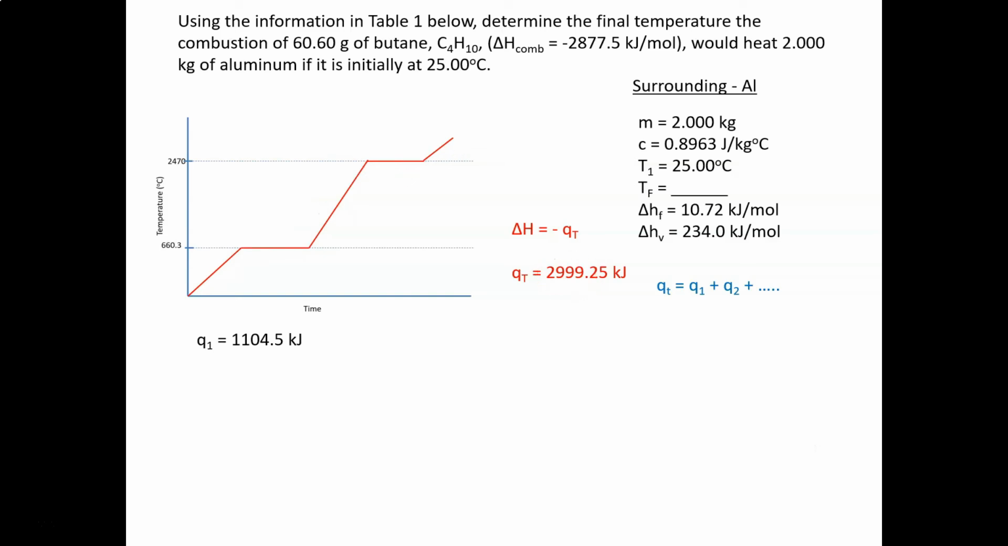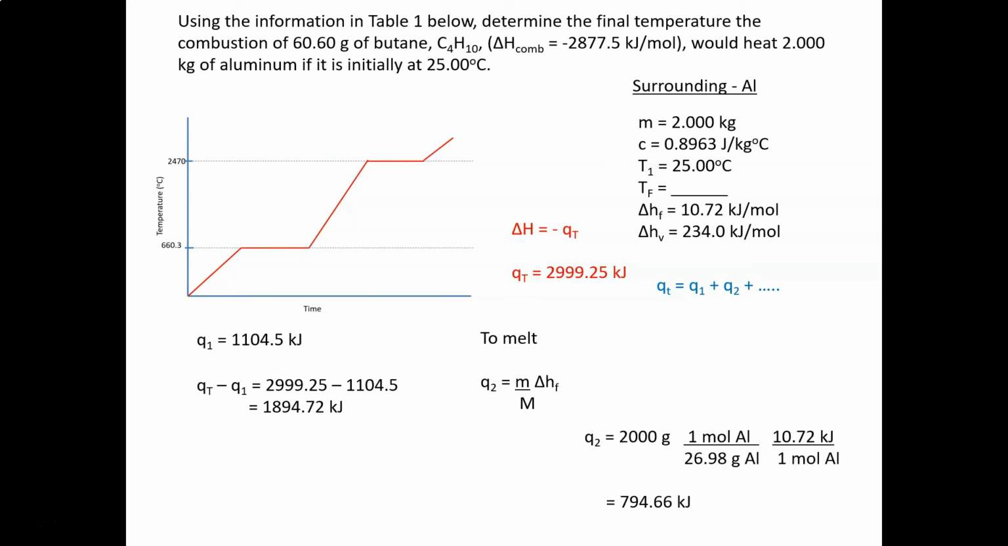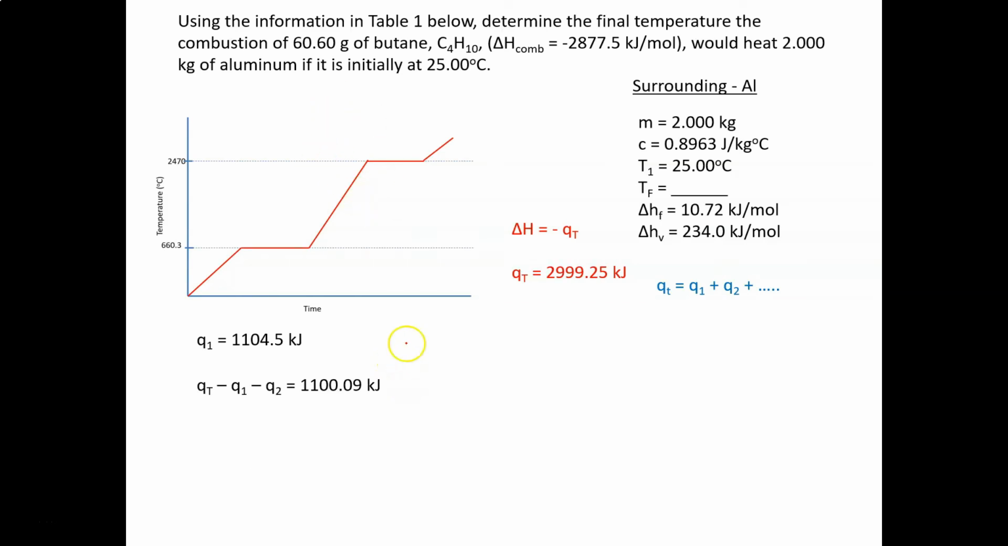So now my second step would then be to determine how much energy is required to melt it. Okay, and so I'll multiply my moles of aluminum by my latent heat of fusion, and I find that I need about 794. So now if I take that away from what I have remaining, I still have about 1,100 kilojoules left that I can now use to heat it towards its boiling.